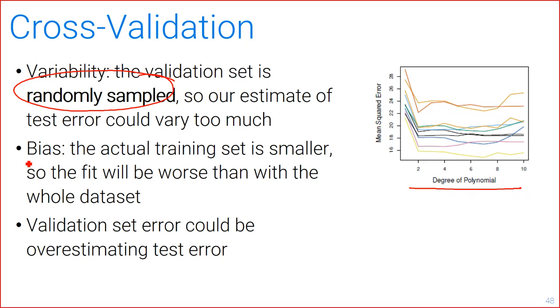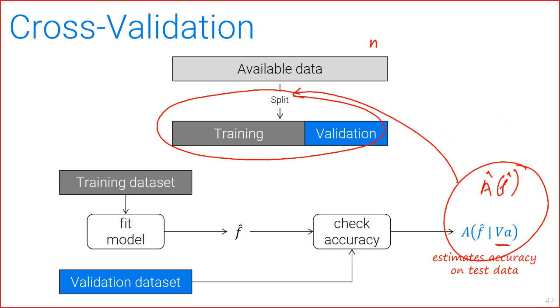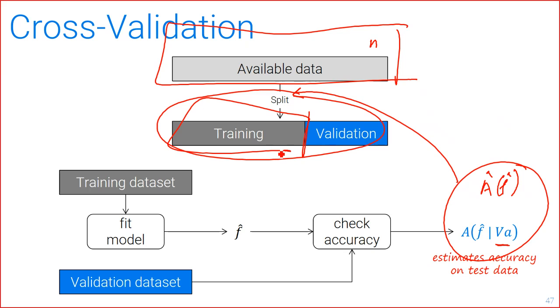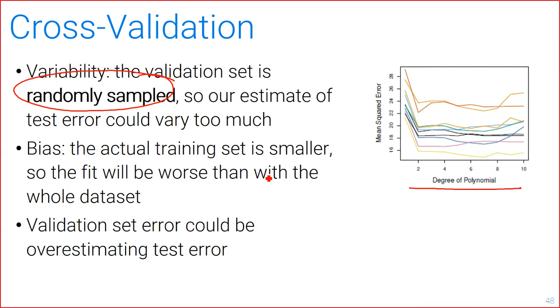We also have to think about bias because the actual training set that we're using is smaller. We are not using all n observations for training the model. We're using a fraction of it. And therefore, this model that we are testing is going to be slightly worse than it could possibly be because we're just using fewer data points. We're not using all the data we have. So that's also something to bear in mind, that this estimation of error is going to be higher than it actually is.